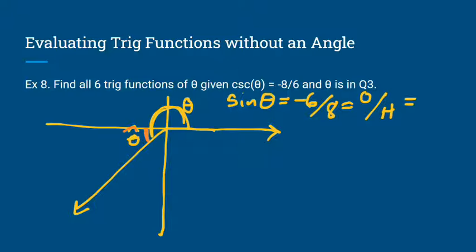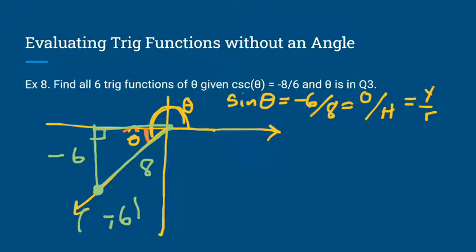Okay, since this is sine, we know that that's opposite over hypotenuse, or if we use our new definitions, y over r. So now if I plug a point in right here, this point is going to have a y coordinate of negative 6, and it's going to be 8 units away from the origin. If we draw a right triangle here, this opposite leg is negative 6, the hypotenuse is 8, and now we have to do the Pythagorean Theorem to figure out what x is.